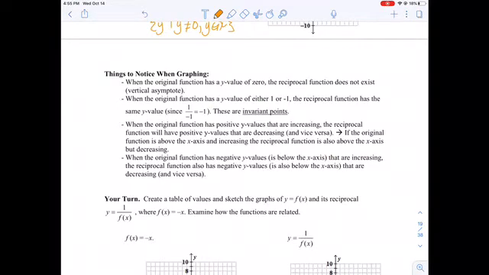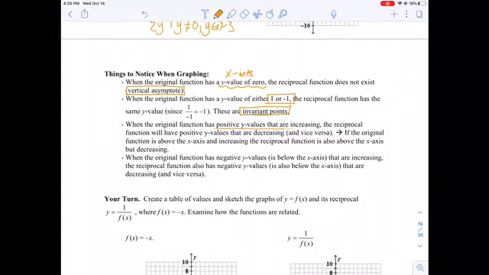Some things to notice: when the original function has a y value of 0, where is that? On the x-intercepts. Okay? The reciprocal function does not exist. It creates a vertical asymptote. When the original function has a y value of 1 or -1, the reciprocal function has the same value. These are invariant points. Okay?